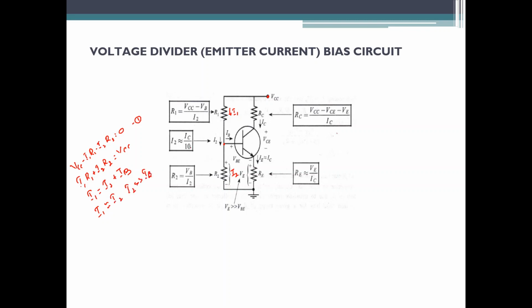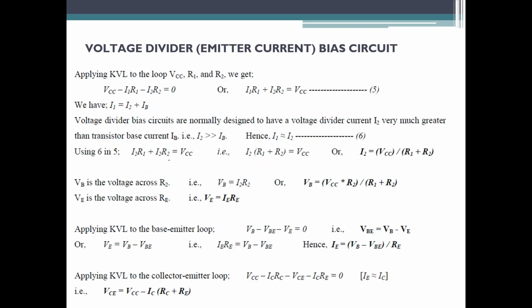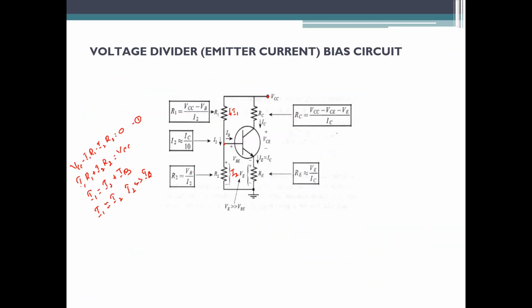That is by applying KVL to the outer loop. After that, in the equation obtained using 6 in 5, you can write I1 equal to I2 itself. I2 R1 plus I2 R2 equal to VCC. So I2 is a common term. I2 is equal to VCC divided by (R1 plus R2). That is what they have written here. Now, moving on further.